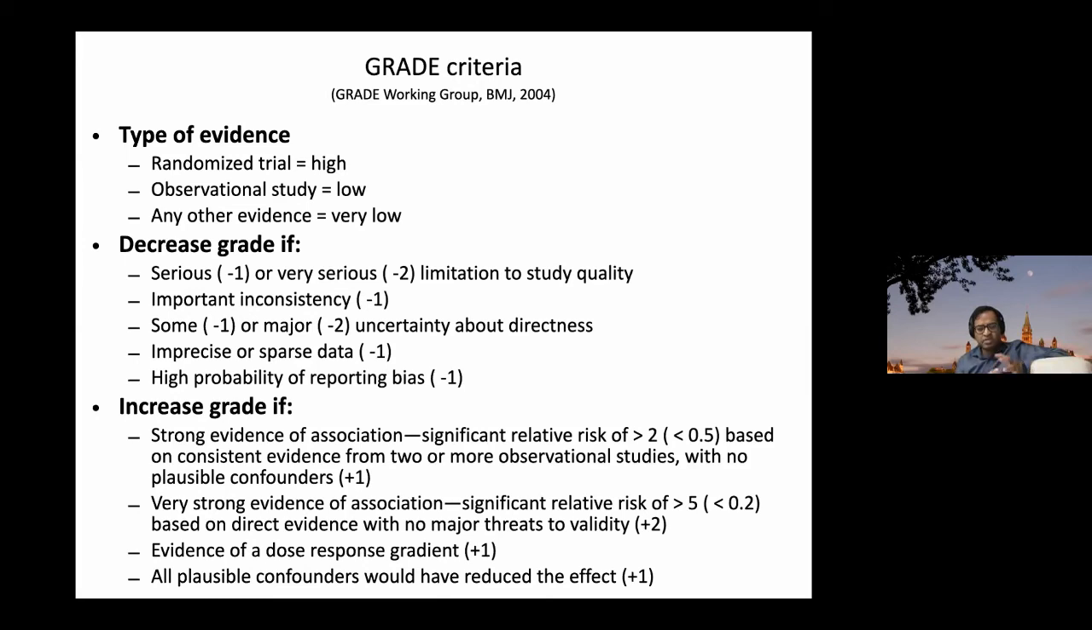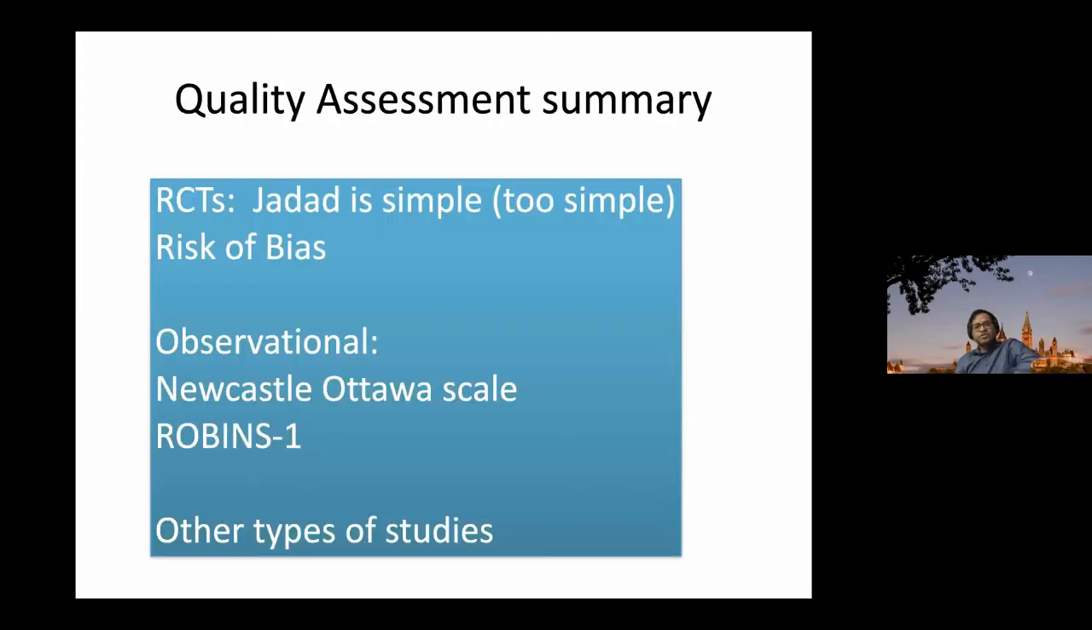But if your systematic review is going to inform a guideline, then it's important to look at GRADE and include that as well. So to summarize the quality assessment aspect, for RCTs, the Jadad scale is simple, but some people would argue that it is too simple, and the risk of bias is the preferred tool. For observational studies, there's the Newcastle Ottawa scale as well as ROBINS-I, and I suspect ROBINS-I is going to become more popular with time and take over.